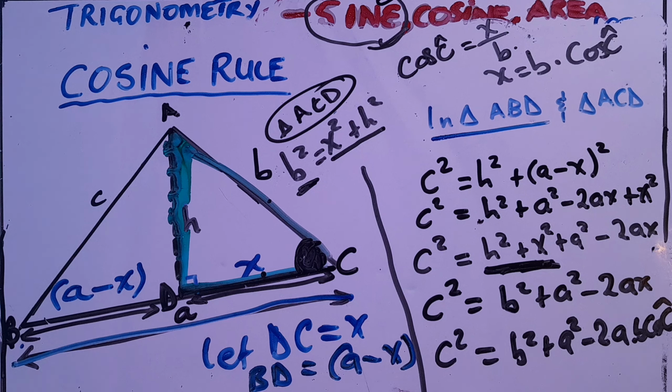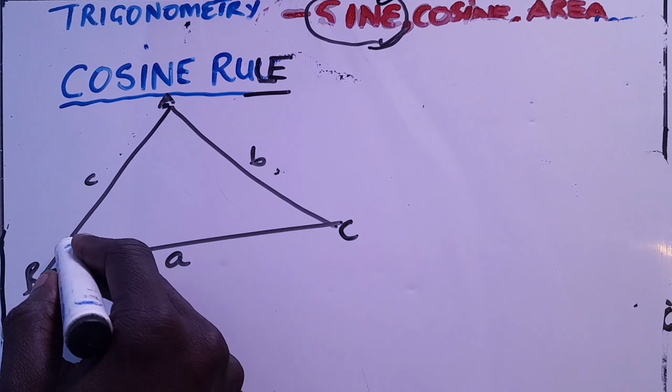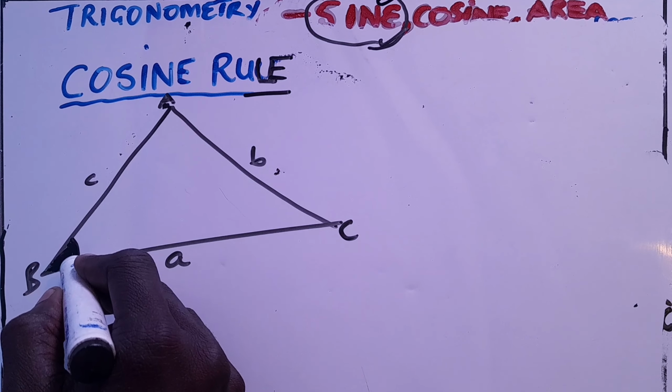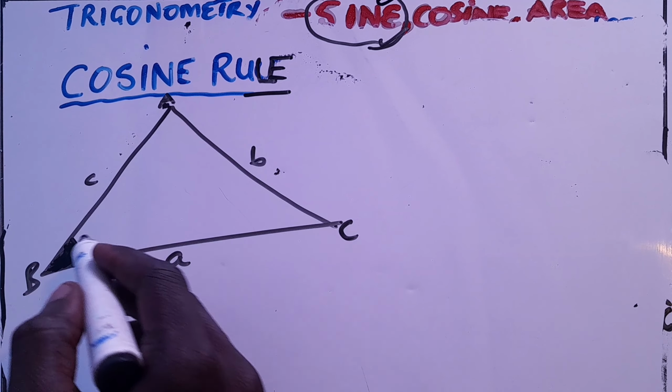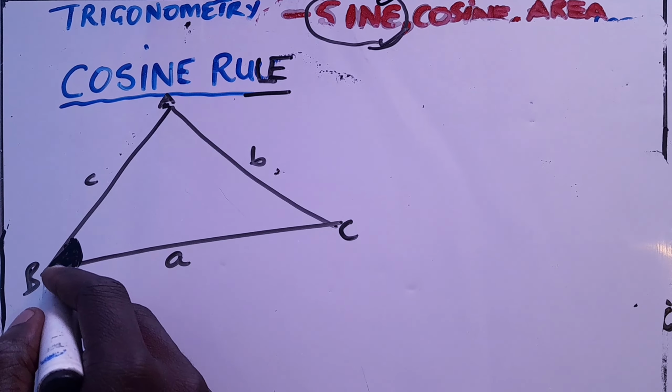Now let me show you a clear picture of the cosine rule, and I'll show you how you can use the cosine rule. Let's see how this one works. If we're trying to include this angle in our equation, it means that the side that we are going to make the subject of the formula is the one that is opposite.